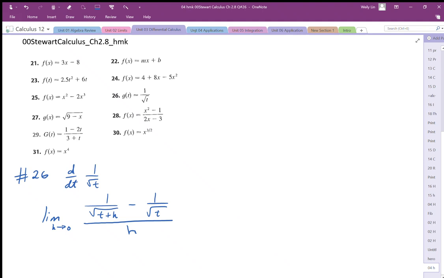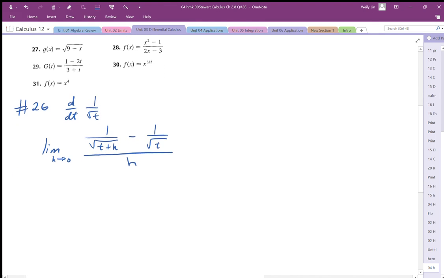Problem 26 from the Stewart Calculus chapter 2.8 asks us to find the derivative of 1 over the square root of t using the Newton quotient, or the definition of the derivative. So here I've set up the definition of the derivative in Newton quotient. I'm first plugging in the t plus h into the function, and I have my square root of t minus the square root of t. This represents my y1. The h represents the run.